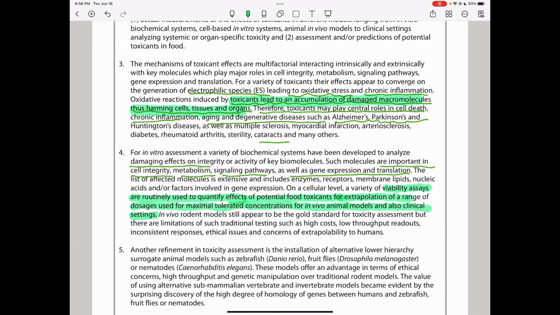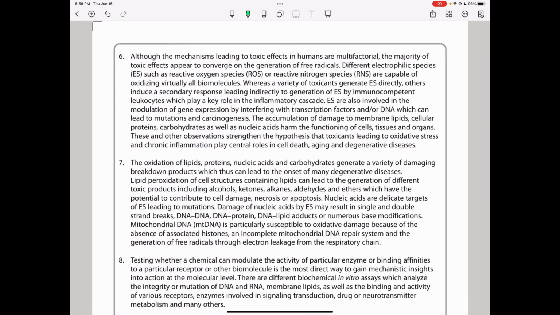So they say in vivo rodent models still appear to be a gold standard for toxicity assessment, but there are limitations such as traditional testing, such as high costs, low throughput readouts, inconsistent responses, ethical issues, and concerns of extrapolation to humans. So I will go back to the question.